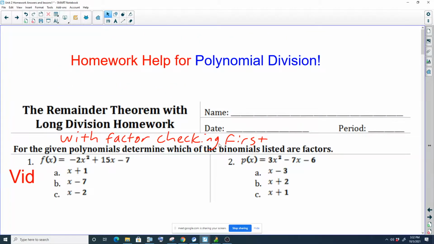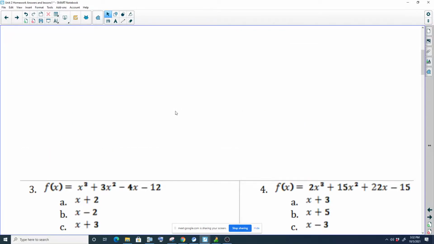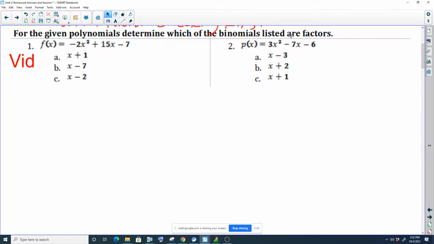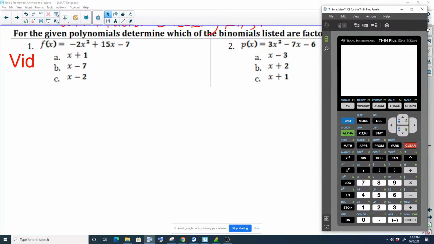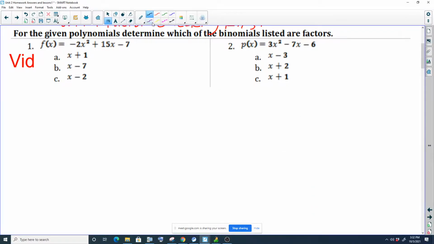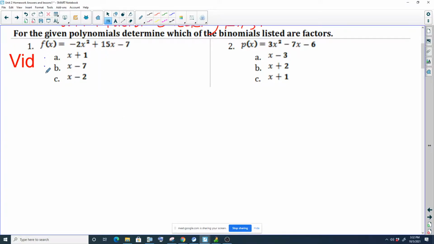Here's our assignment on polynomial long division. Before we get to the actual division part, we're going to show you how to check whether something's a factor or not. And we're going to show you the shortcut using the calculator. Basically, this is not multiple choice. This is like 3 different problems. Uno, dos, tres. We want to know which one of these are factors, and which ones aren't factors.